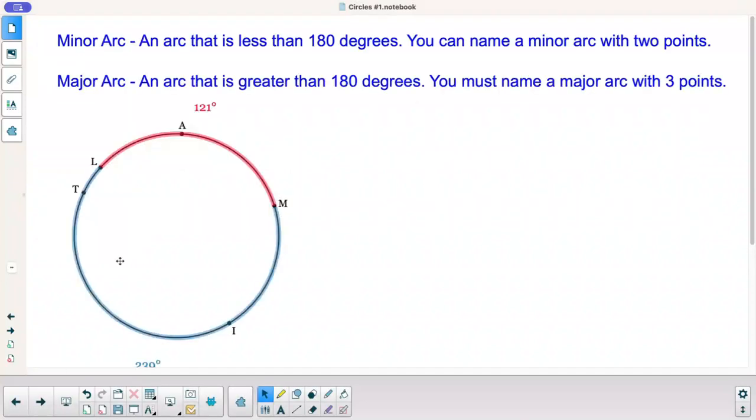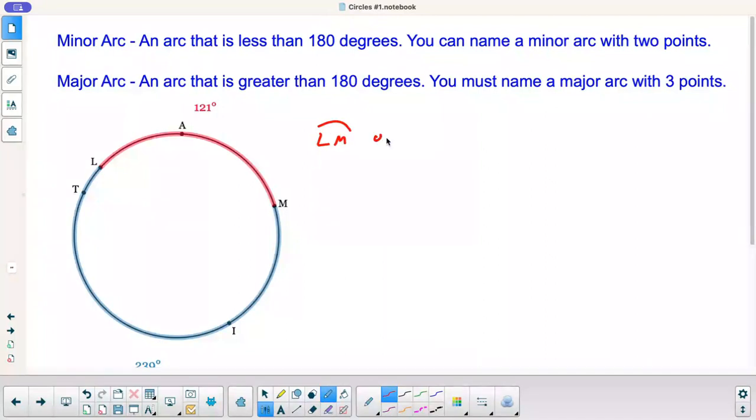So, a couple things before we get started. We need to know a little bit about arcs. A minor arc is an arc that is less than 180 degrees. You can name a minor arc with 2 points. So when I look at this red arc, since it's less than 180 degrees, we could call this arc LM, or you can call it arc ML. You use the endpoints, and instead of putting a line or a segment above it, you put an arc.